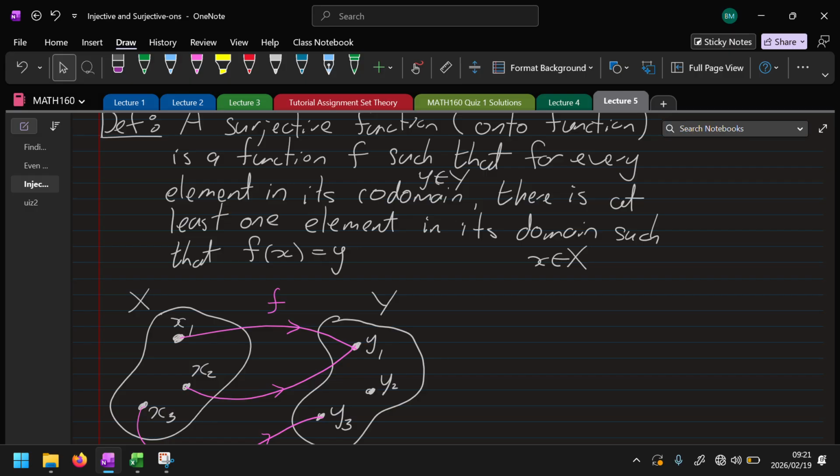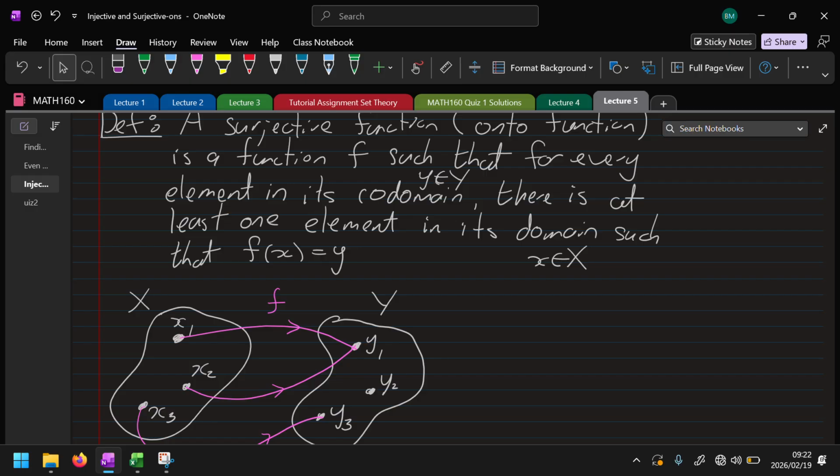Okay, so we go through it again, and then I'll go through the picture. For every element in its codomain, that's these guys over here. Okay, there is at least one. Could be one, could be two, could be three. At least one element in its domain, that's these guys over here, such that f of x equals y. In other words, it maps over. Okay, everyone clear on that? Now we're going to check.